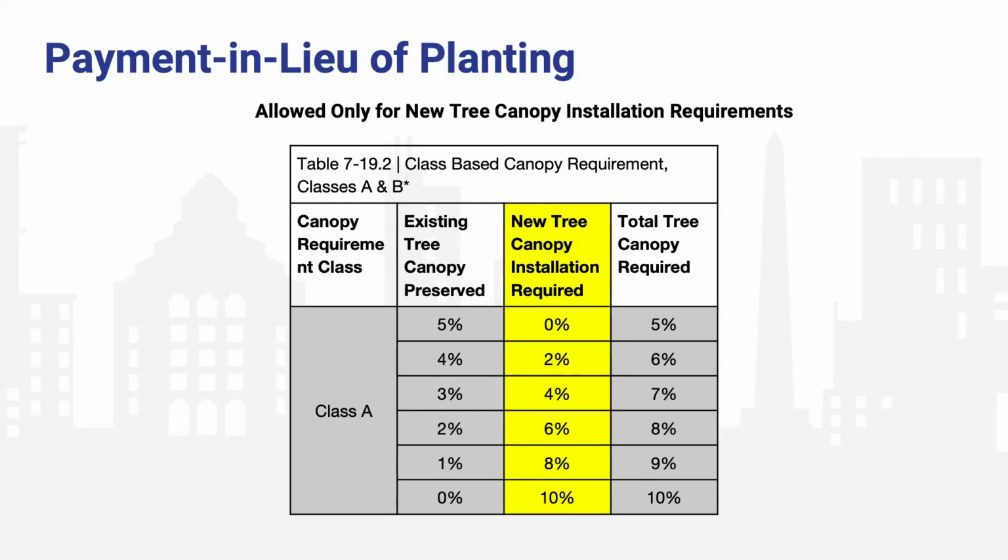Another way a developer could meet the requirement for tree canopy would be payment in lieu of planting. This is based on, in the tables that show canopy classifications, the new tree canopy installation that is required and can't be based on the existing preservation numbers. But this does allow the payment of a fee to meet the requirements when the requirements are too difficult or not able to be met in another manner.